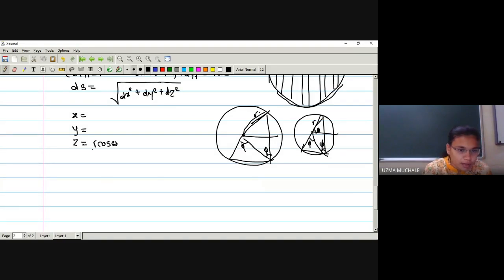So here we can have x is nothing but r sin theta cos phi, and what is y? Y is nothing but r sin theta sin phi. And what is z? Z is nothing but r cos theta. Z we have found with the help of the figure itself.